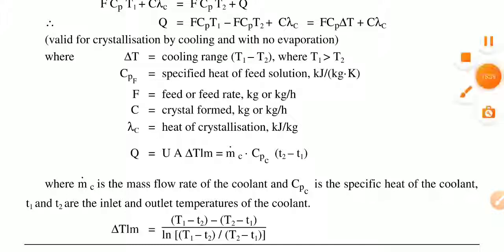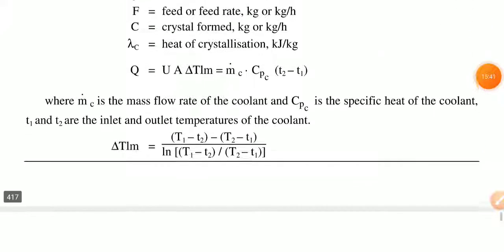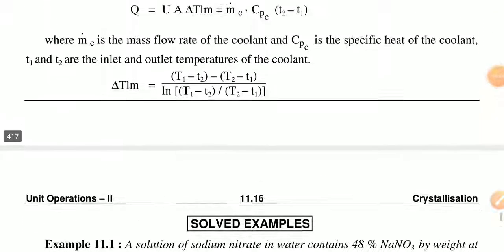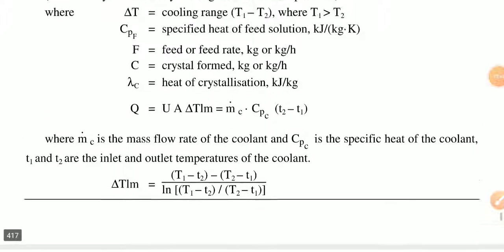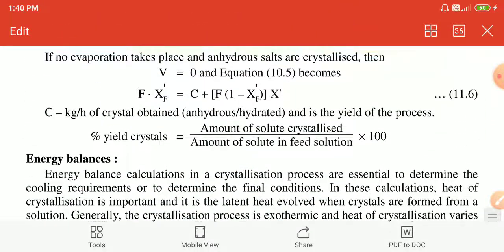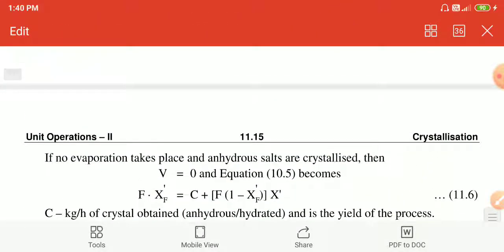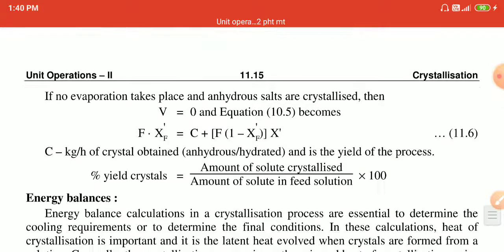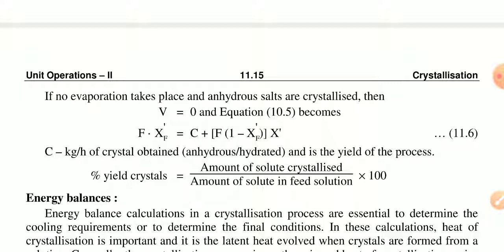This is the whole notation part. This is the end of the part on energy balance and material balance, with no evaporation taking place. Finally, the percentage yield equation: the amount of solid crystallized divided by the amount of solid in the solution, multiplied by 100.